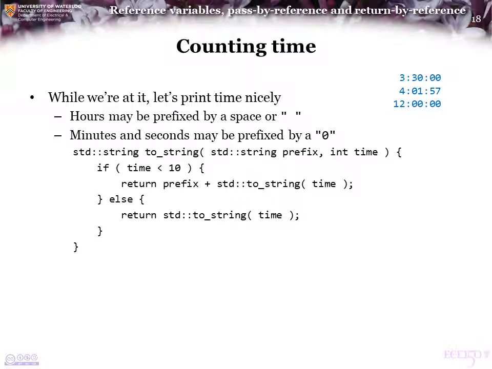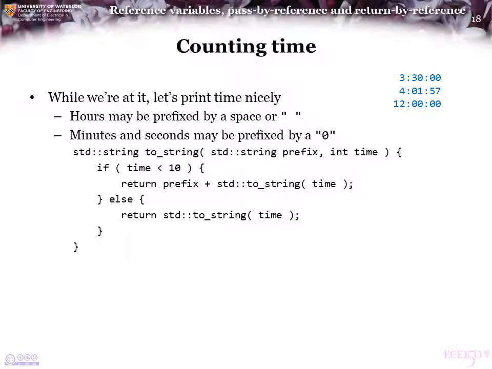This function ensures that numbers are printed appropriately. So we're going to allow the user to pass a string. We're assuming that string is either a space or a 0. We will also allow the user to pass a time. It doesn't matter whether or not it's hours, minutes, or seconds.